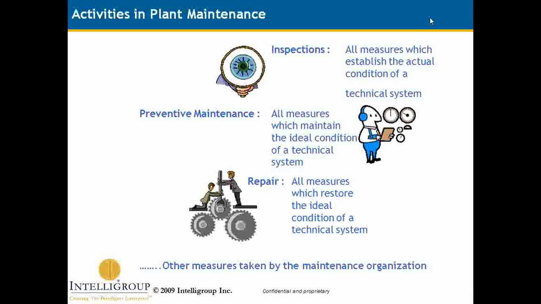Basically, activities in plant maintenance. There are three types of activities: one is inspection, the second is preventive maintenance, and the third is repair. What is inspection? Every day the people go to the plant and make regular inspection rounds. During the inspection rounds, if any leakages or abnormal sounds are identified, they are noted and the people will take corrective action. This is called inspection. Alright?